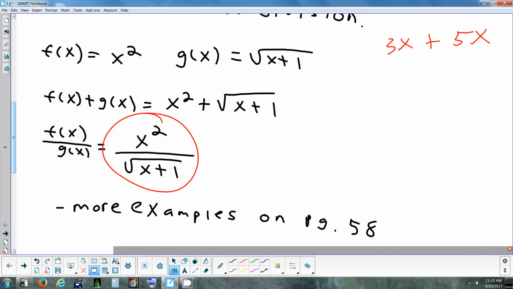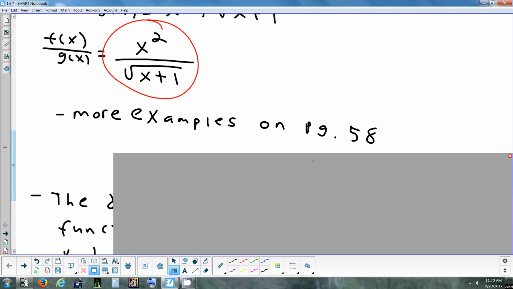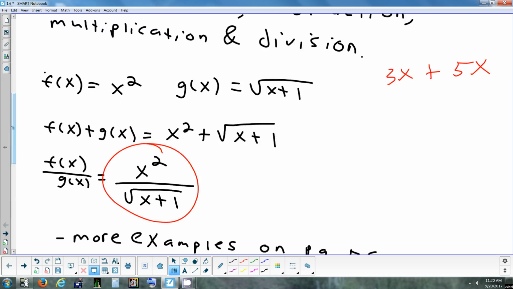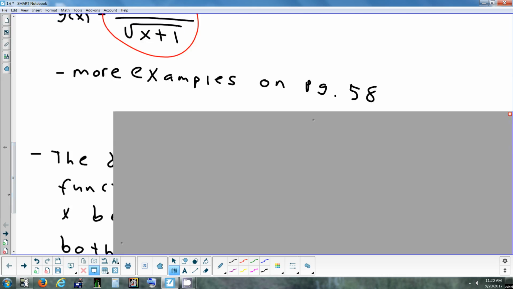Okay, and there's more examples of that on page 58 in your book. Okay, but any questions on that? Okay, so just combining functions. And we're gonna look more at what the effect is on the domain and the range when you do that. So you might know the domain of f of x and the range, and you might also know the domain and range of g of x. But when you take the two and combine them together to form something new, the domain and range can change. That's what I want to take a look at.